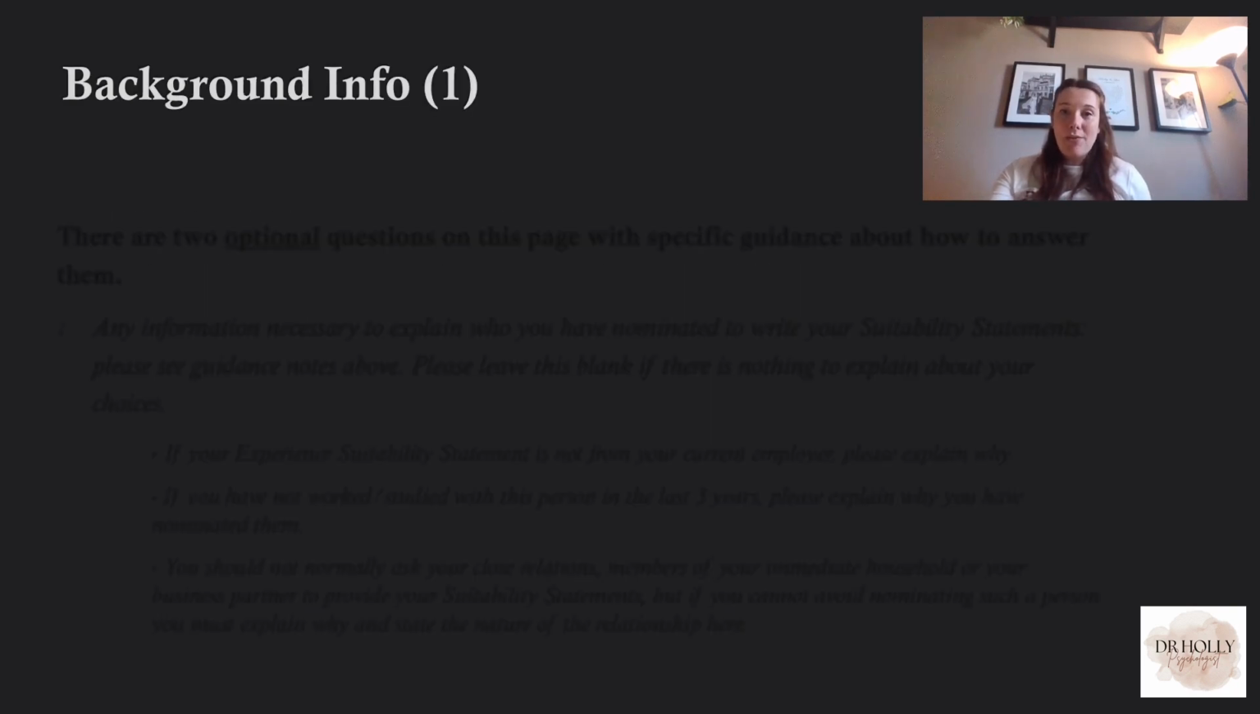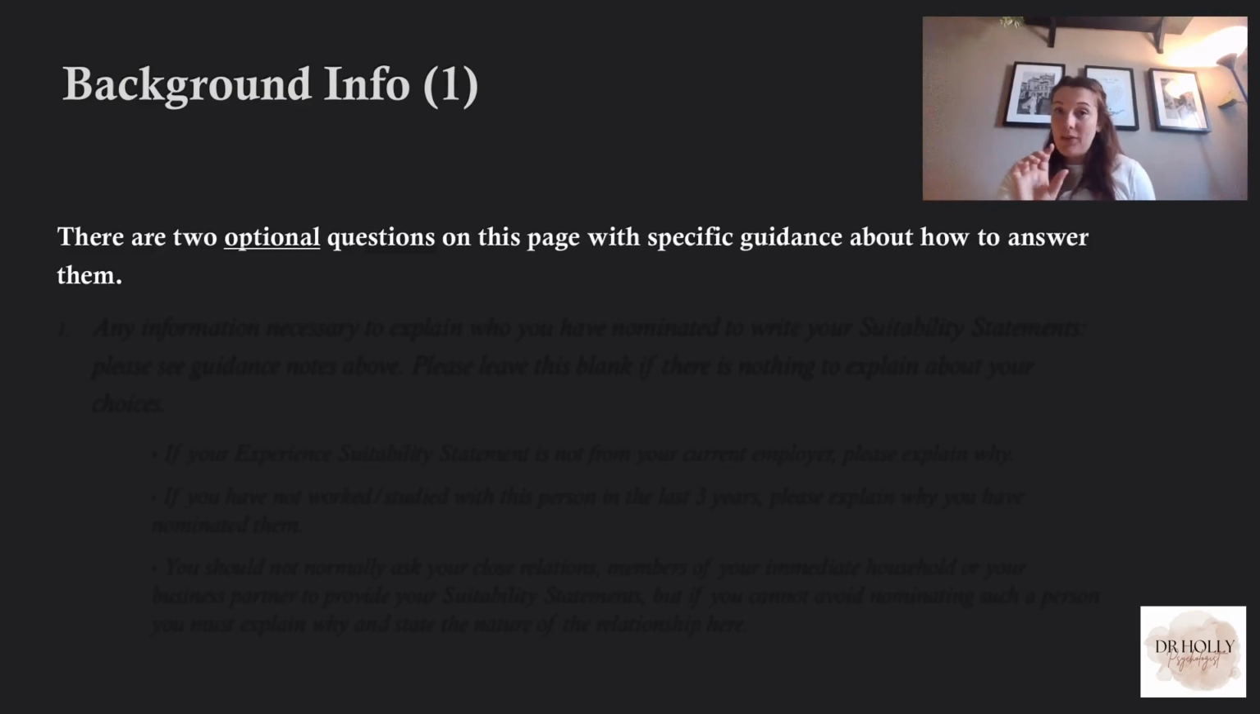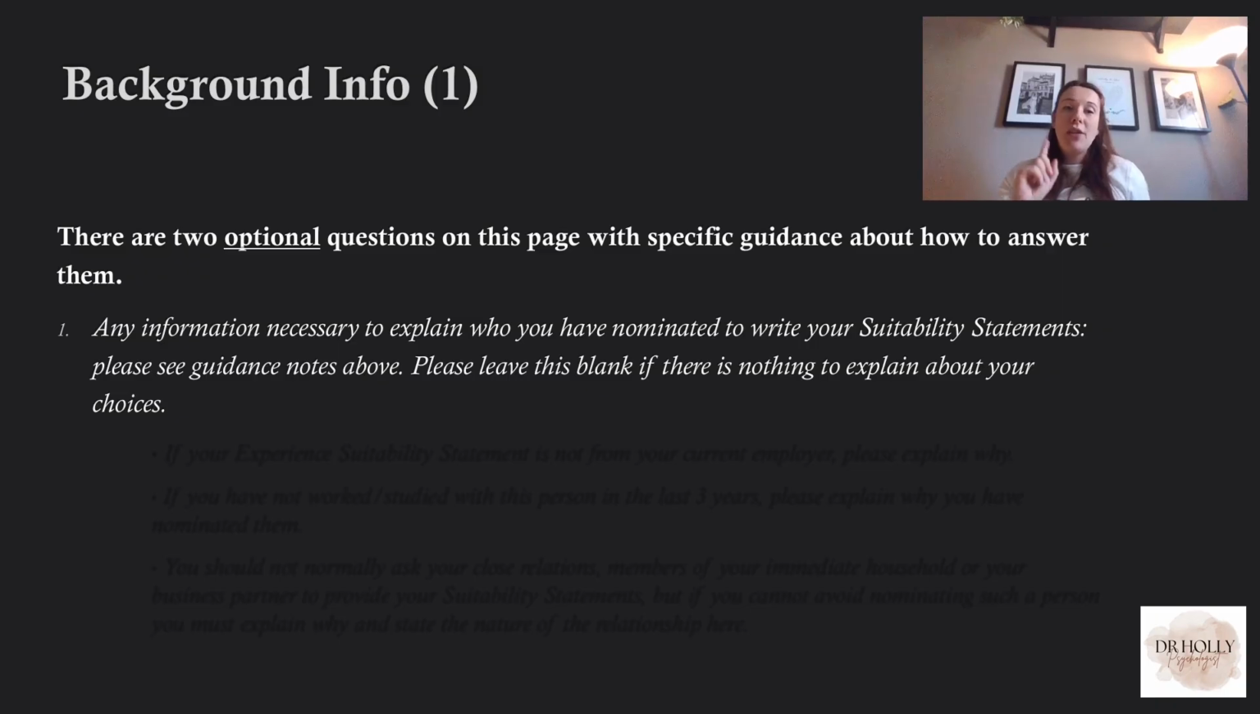Let's think about background information, because there are a couple of optional questions with specific guidance on how to answer it. So the first one is, any information necessary to explain who you have nominated to write your suitability statements. Please leave this blank if there's nothing to explain about your choices. So if you have got your current supervisor and your master's dissertation supervisor, and they both agreed that they can provide you a reference, you don't need to add anything in here.